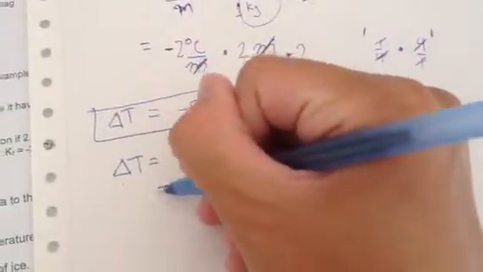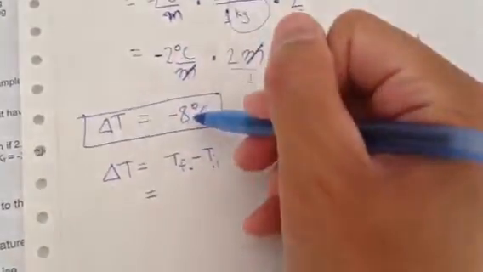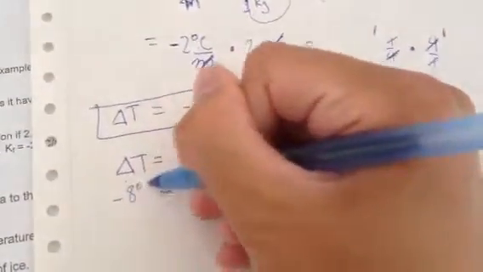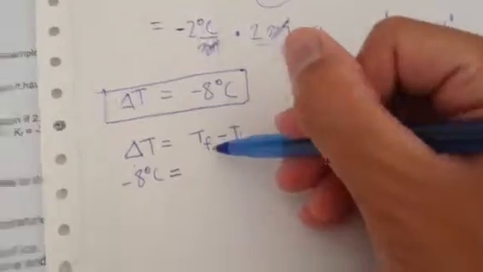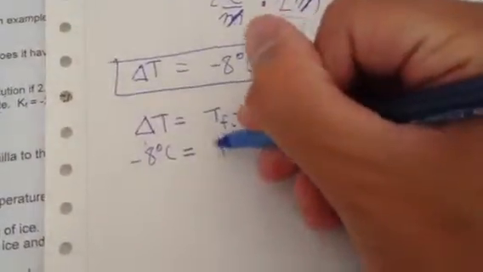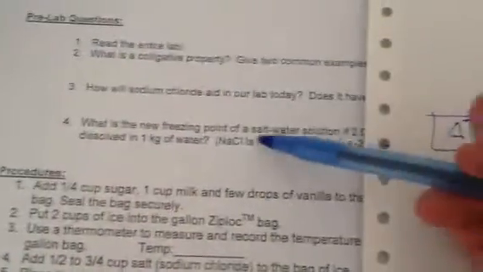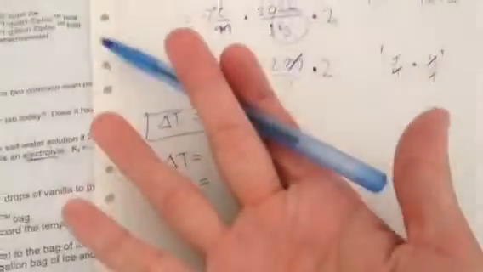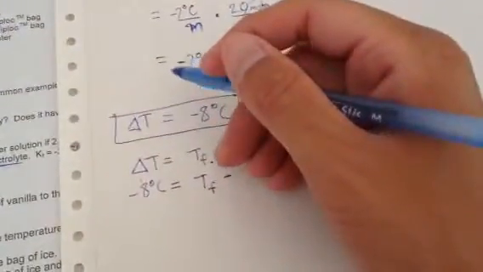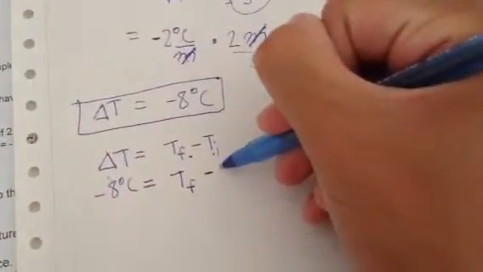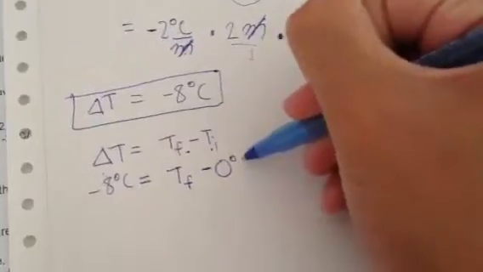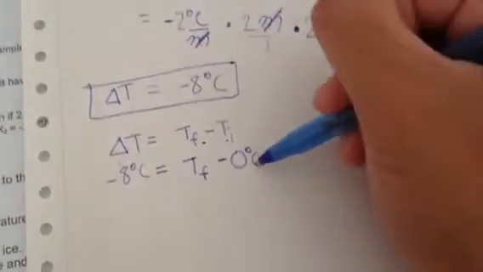Okay, so I know that my change in temperature, which I just calculated, is negative 8 degrees Celsius. My final temperature, which is technically my new freezing point, because my new freezing point is going to be the temperature at the very end, right? I don't know it yet, so I'm just going to keep it as T of F. Then you ask yourself, what was the original freezing point of water? Think about it. It's not 100 degrees, that's the boiling point. It's 0 degrees Celsius.